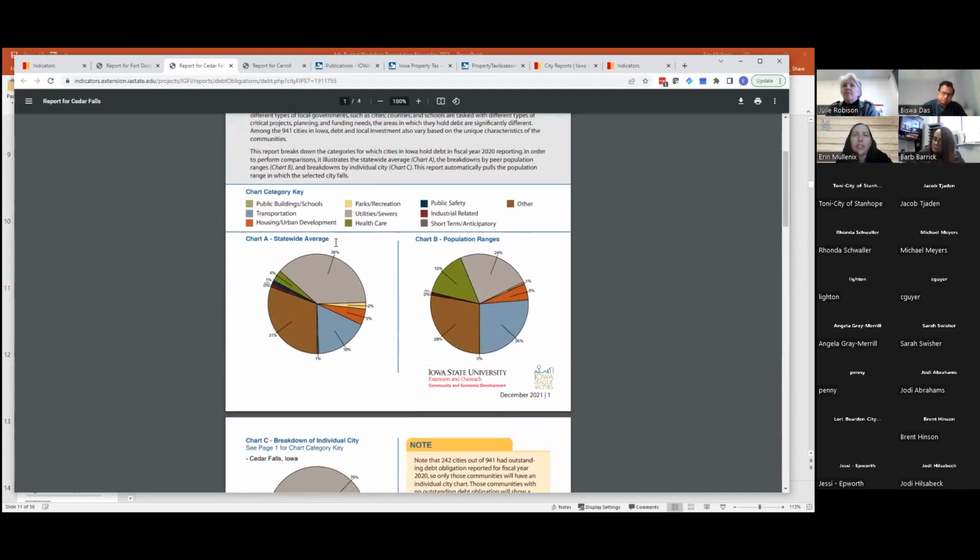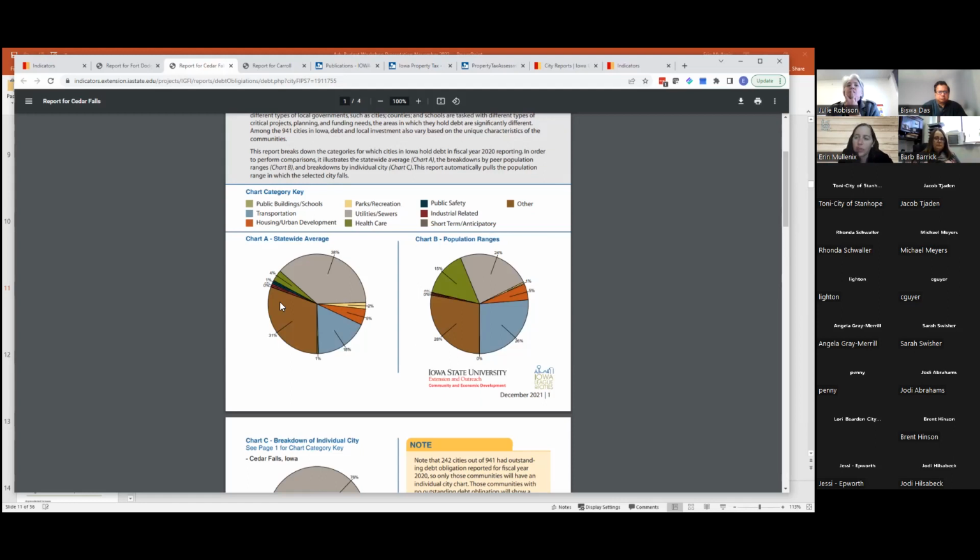So chart A, here's the statewide average. Utilities and sewer is probably not surprising, a very big category of investment in debt. And then transportation is also pretty big. I always have to add the disclaimer of this other category. It's very large on the debt reports.